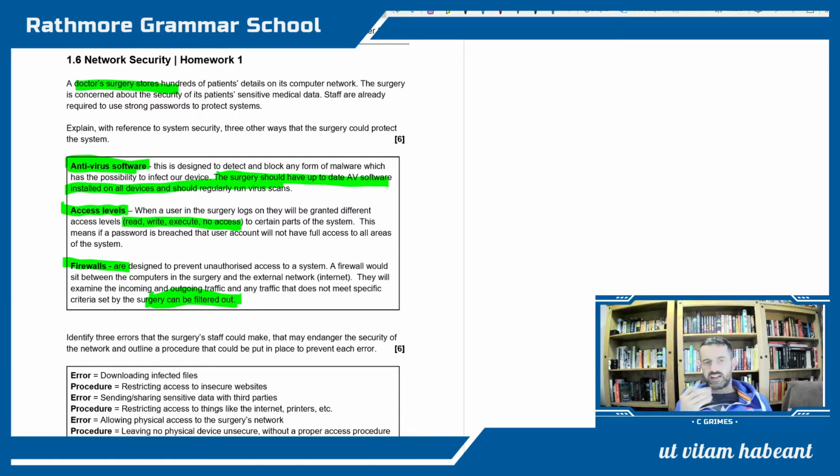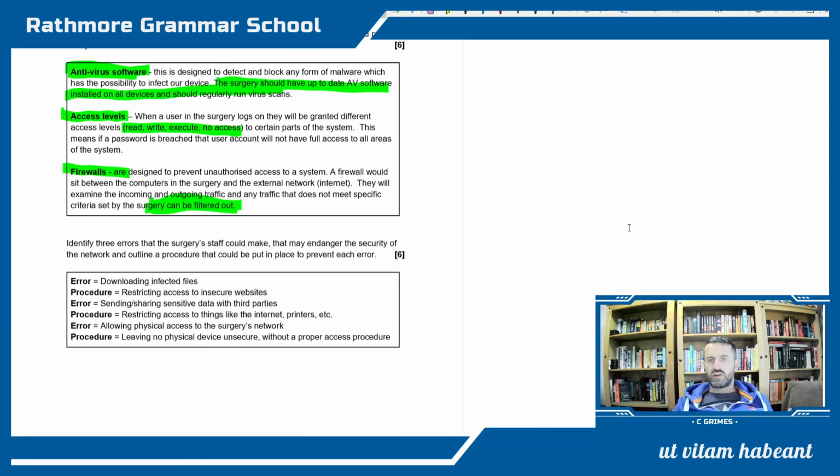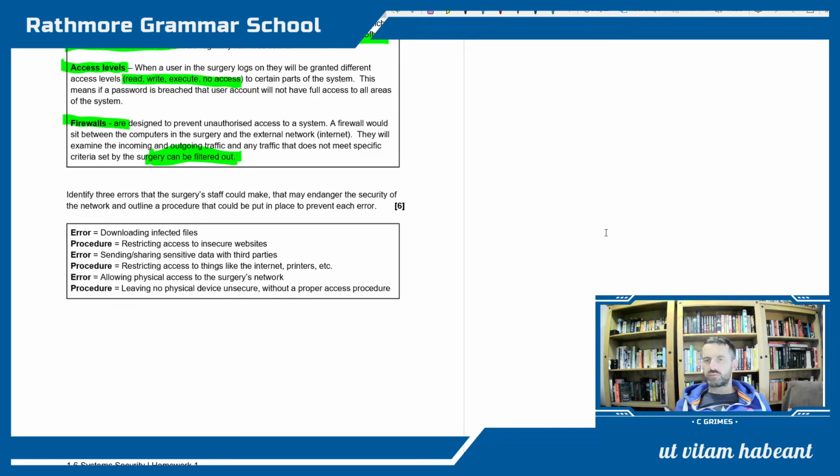And again, this was difficult here because we're looking at human error. We've talked about humans being a weak point in the network. What could they do in this scenario? So again, the examiner was looking for 1 mark for the error and 1 for a recommendation of what you could do. And again, this isn't exhaustive, but it's very clear. For example, downloading infected files, to prevent this you could have said use the firewall or restrict access. Error, sending and sharing data to third parties, restrict access to, for example, USB ports, educate with the data protection legislation, block access to email, etc., etc.